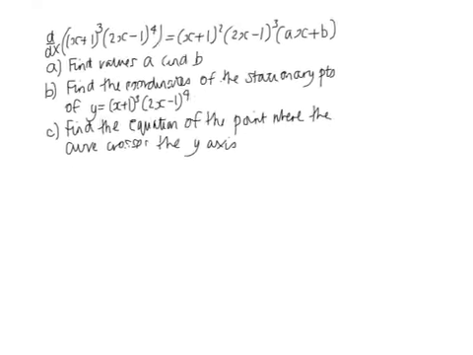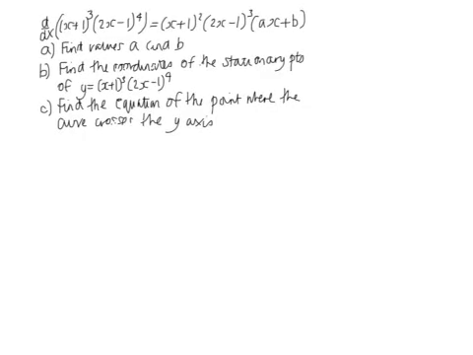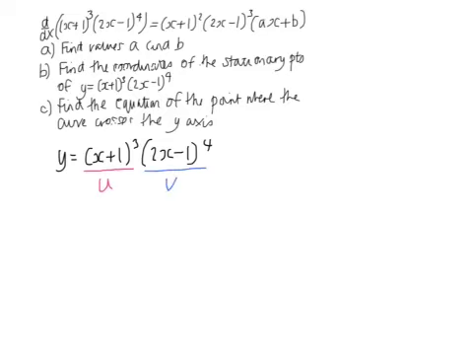Let's just make the question a bit smaller, so we've got room to do some working. Okay, so let's start off with y equals (x plus 1) cubed times (2x minus 1) to the power of 4. So we're going to obviously use our product rule, so we're going to make (x plus 1) cubed u, and (2x minus 1) to the 4 is going to be v.